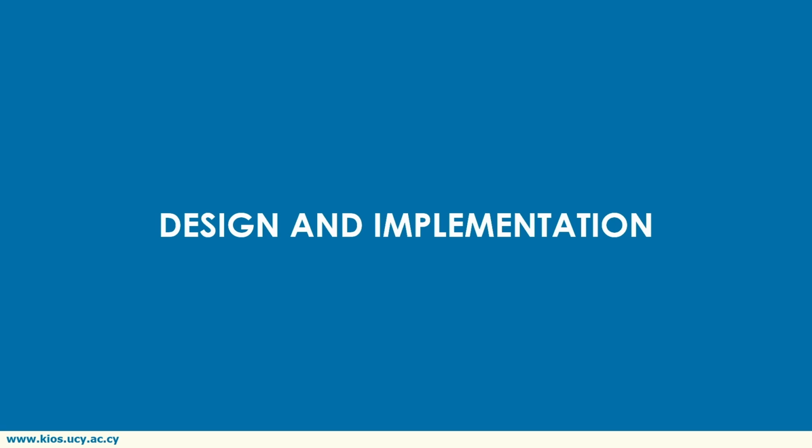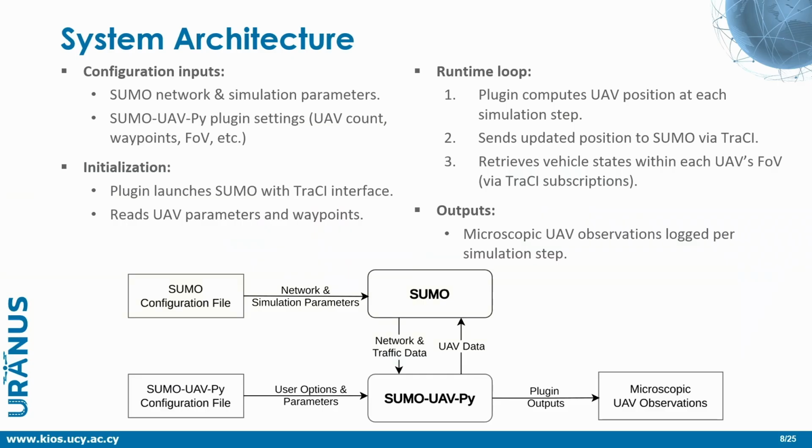Now, starting with the implementation and the design of the plugin, we start with the inputs of what we give to the plugin. It's the basic SUMO network and the simulation parameters. It's all SUMO-related parameters: the network, the route files, the additional information, and the part of the plugin where you have to define the number of UAVs we'll use, the waypoints, the positions the UAV wants to pass, the field of view information, and other information.